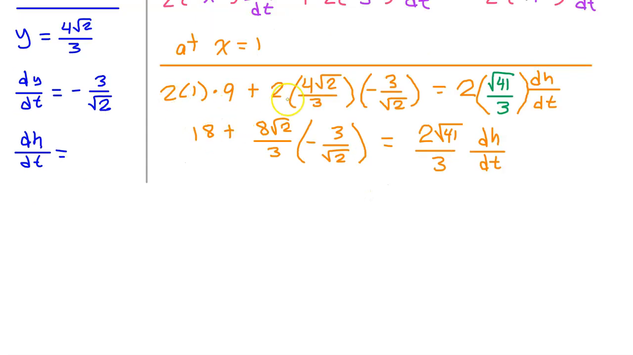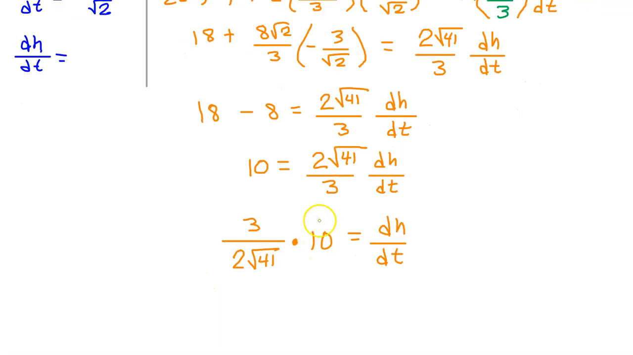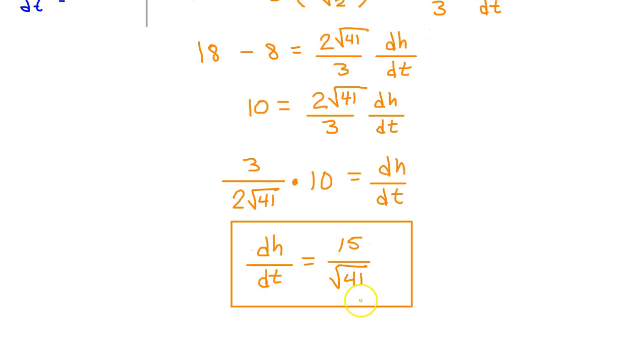2 times 9 is 18, 2 times 4 is 8. On the next step, the radical 2's will cancel, the 3's will cancel. We will be left with negative 8. And 18 minus 8 is 10. We can isolate the dh dt by multiplying both sides by the reciprocal of 2 radical 41 over 3. So this is going to end up on the left-hand side as 3 over 2 radical 41. This is a full credit answer, but 2 goes into 10 5 times, and 5 times 3 is 15. This is what you would more likely see as an option on a multiple choice question.